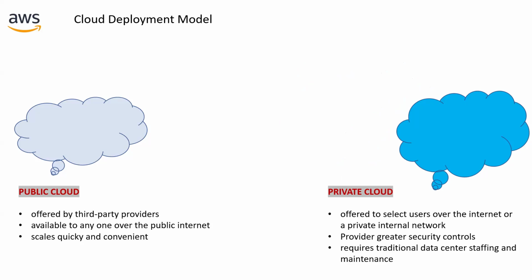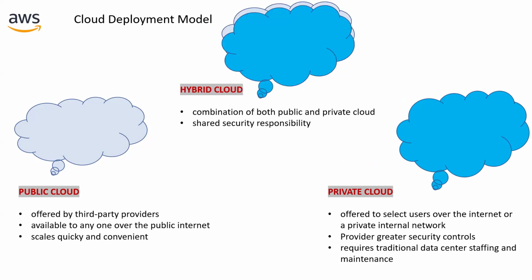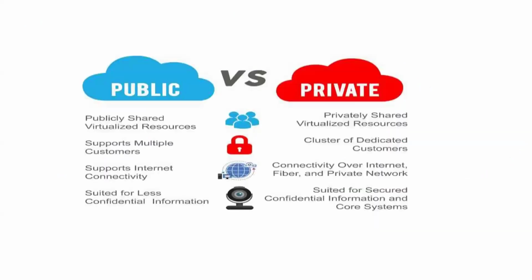So now we have something called hybrid cloud. What is hybrid cloud? Hybrid cloud is a combination of both public and private cloud. So shared security responsibilities help to maintain tighter control over sensitive data and processes.